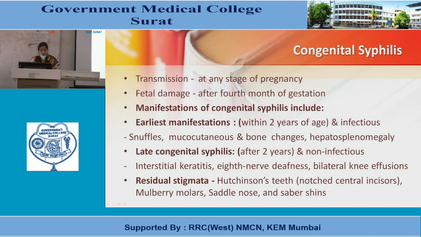Other cases are there. Manifestations of congenital syphilis include the earliest manifestations within 2 years of age, and they are infectious: snuffles, mucocutaneous and bone changes can be seen in the children, and hepatosplenomegaly signs are there.